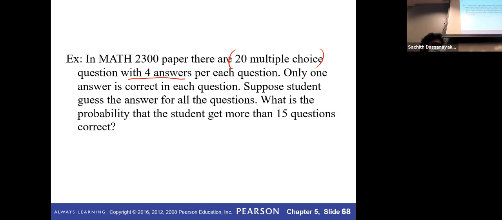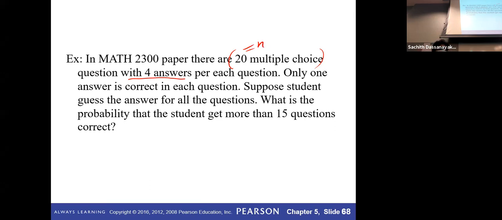So you know what multiple choice questions are, I don't need to explain that. But in this case, we have 20 multiple choice questions. One question has 4 values, only one is correct. Like this, we have 20. So what is the n, the number of trials in this case? It is 20. How? Because you have 20 questions.